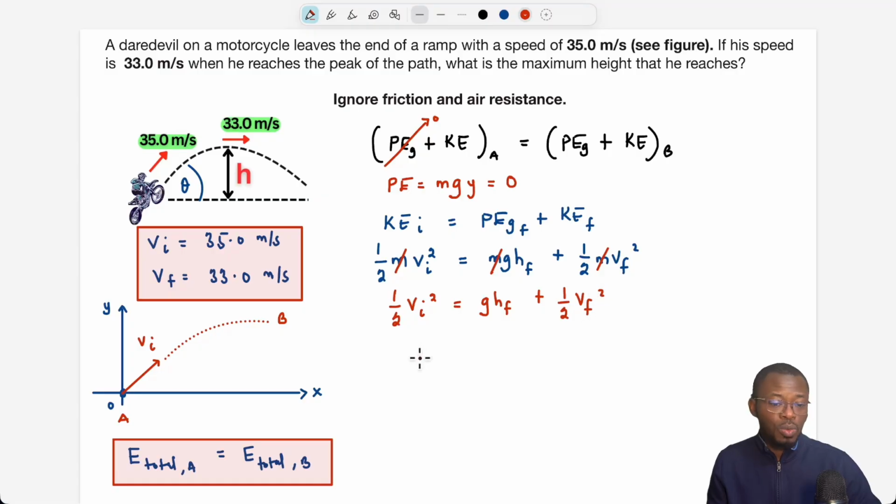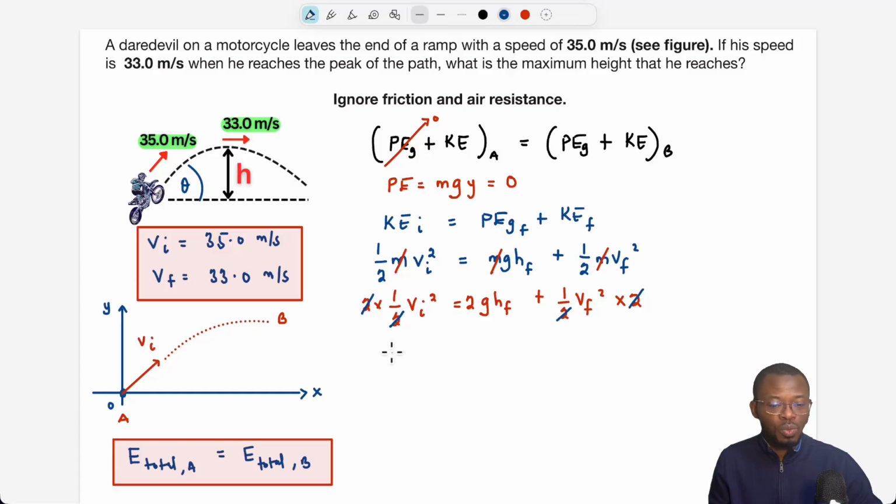final squared. Now we still do have fractions, and we want to get rid of the fractions. We can multiply each term by 2. So doing that, we have 2 times 1/2 vi squared, and then we have 2 times g hf, and then we have 1/2 vf squared times 2. And this can also cancel out, because 1/2 times 2 is nothing but 1. And then 2 times g hf is going to be that, and then we have 1/2 vf squared times 2 is also going to be vf squared.